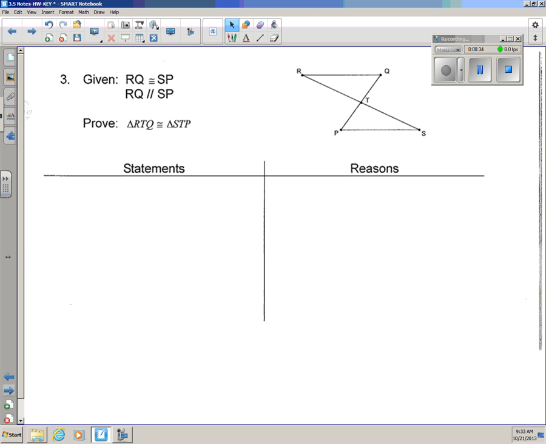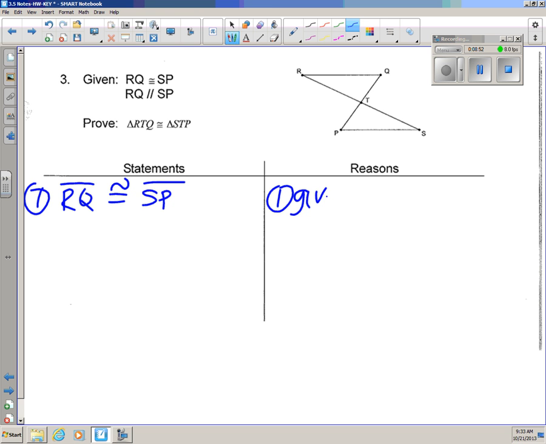Next proof. They're trying to have you prove RTQ and STP. So we don't need corresponding parts of congruent triangles, we just need congruent triangles in general. So let's see what we got going on here. So the first thing that they tell you is line segment RQ is congruent to line segment SP. And that's given, which is this to this. Then they tell you those exact same two line segments are parallel.